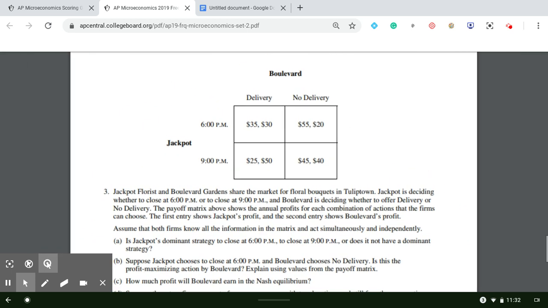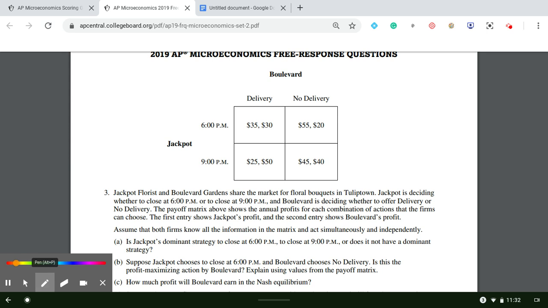Okay, so how we're going to do this is we're going to pretend like we're Jackpot. And first, let's think about what we should do if Boulevard offers delivery. If they offer delivery, it looks like 35 is better than 25. So we will close at 6 p.m. So if there is delivery, close at 6 p.m. No delivery, well, 55 is greater than 45. So again, Jackpot will close at 6 p.m. So they do have a dominant strategy to close at 6 p.m.